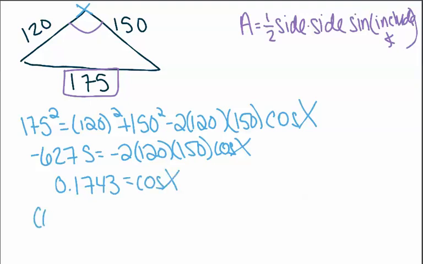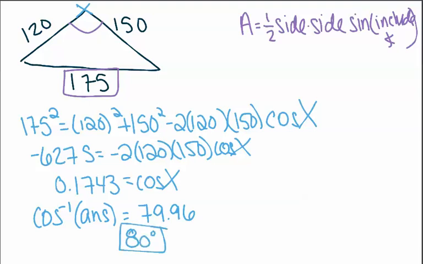So in your calculator, you're going to do inverse cosine of the answer. So second cosine. And that's going to give us that our angle is 79.96. Okay, so we're going to go ahead and round that to the nearest whole number of 80 degrees.